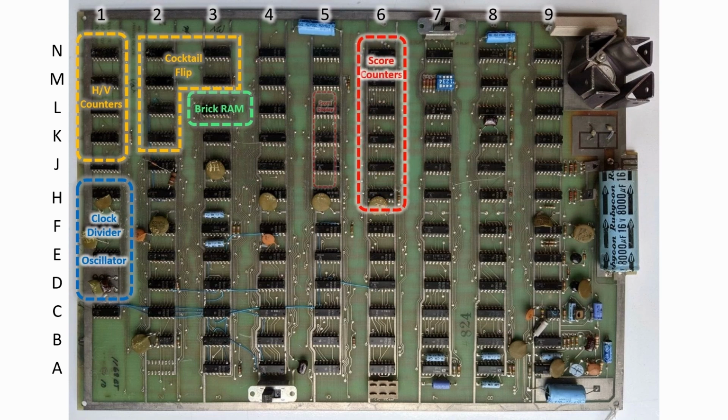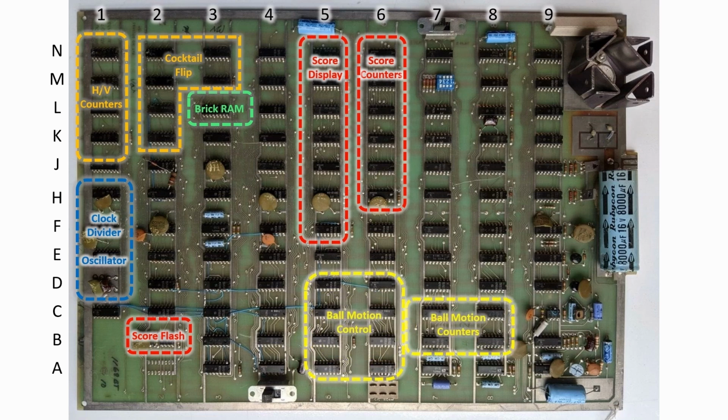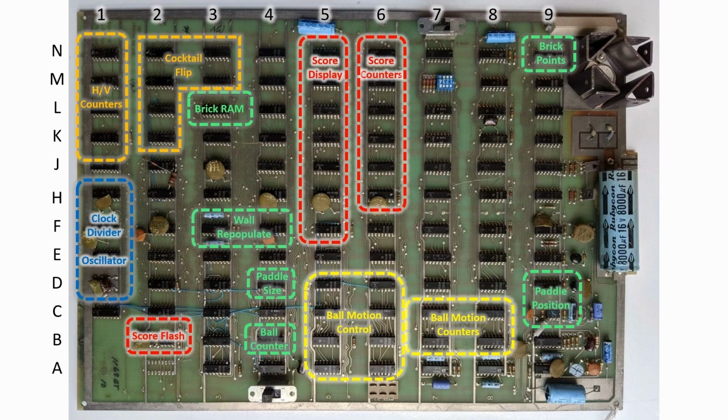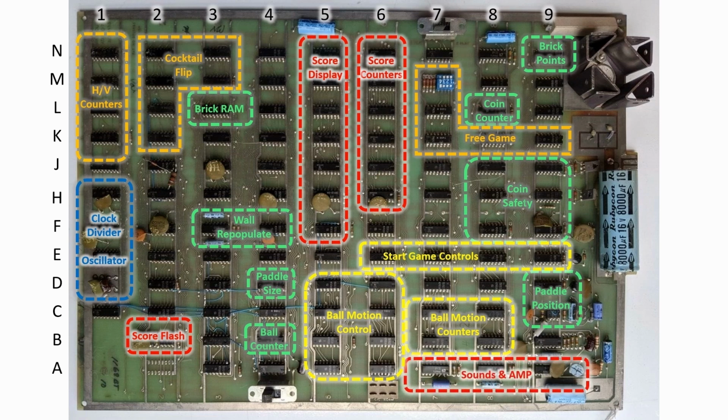Got the score counters, the digital display, including this 555 player up flash timer. We've got ball motion counters, the ball motion logic, got the ball in play counter, paddle logic, paddle size, points per brick layer counter, and a logic to reset the wall when the first one's cleared. We got coin stuff, got the coin counter, we got free game logic controlled by the dip switches, we got the start game logic, and we got some sound one-shots and the amplifier.